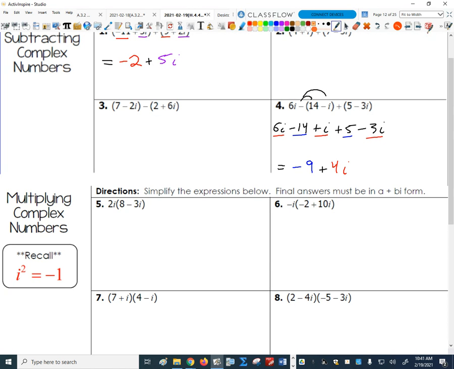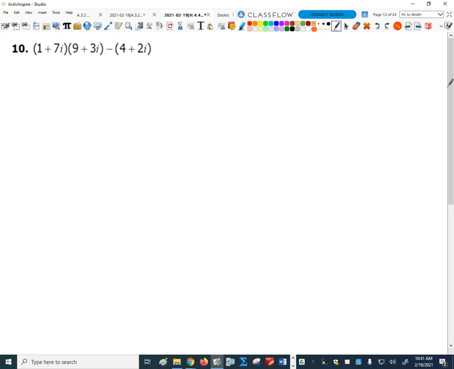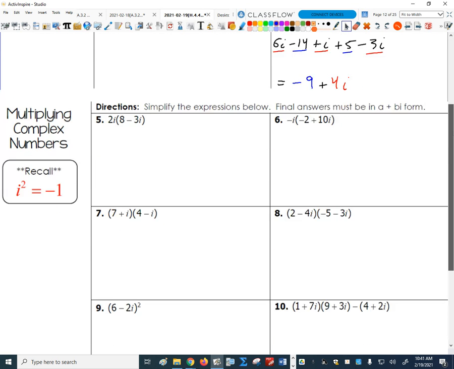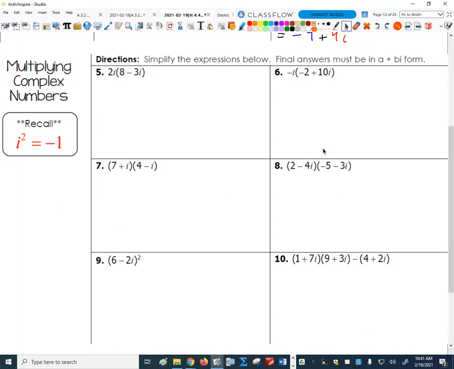What about multiplying? Okay, multiplying is also really simple. There's just one little trick we have to remember when we multiply, though. We have to remember that i squared is equal to negative 1. And we're going to multiply exactly the same way we would if we were dealing with x's, except that whenever we end up with an i squared, we have to convert that to a negative 1.